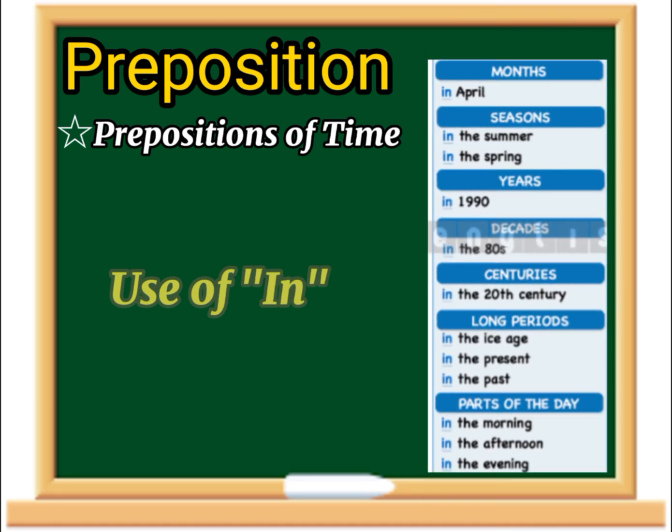Then we see use of in for months, in April, for seasons, in the summer, for years, in 1990, decades, in the 80s, for centuries, in the 20th century, for long time period, in the ice age, for the parts of the day, in the morning.